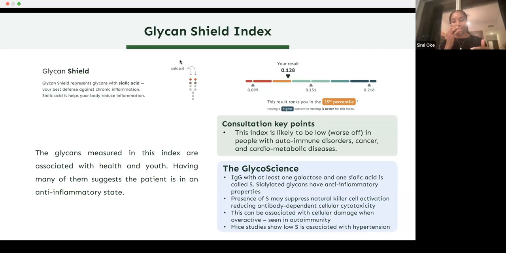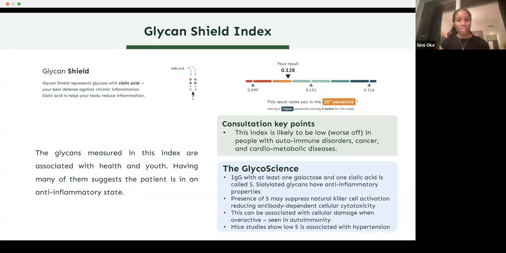When you see that this index in particular is quite low, it typically tends to be seen in people who have autoimmune disorders and cardiometabolic disease as well. It's all about triangulating all these results, and I will talk a bit about how you bring all these results together to understand which directions they could be pointing you in.